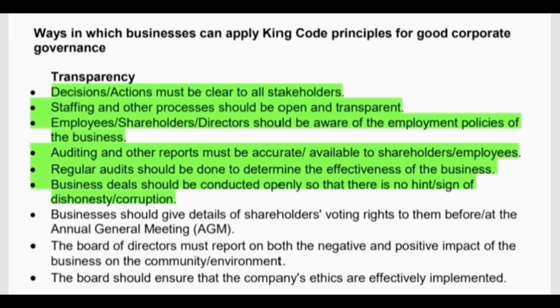Now we move to ways in which a business can comply with King Code principles for good corporate governance. We have transparency, accountability and responsibility. Number one, actions must be clear for all stakeholders. Look at your screen so that you can see what I am talking about. Actions must be clear to all stakeholders.